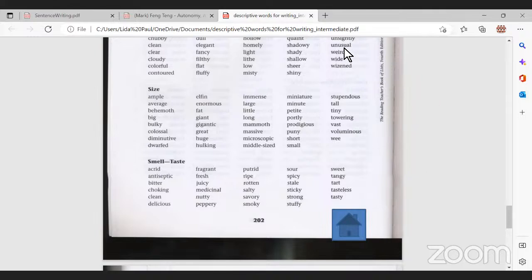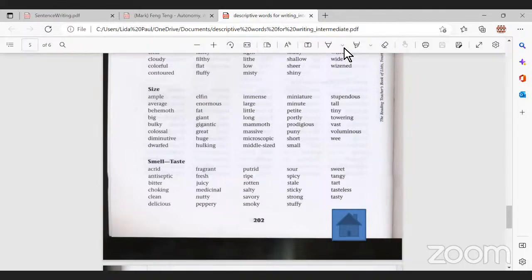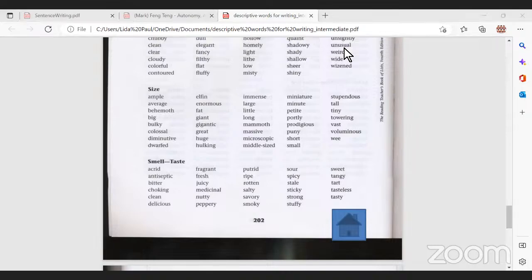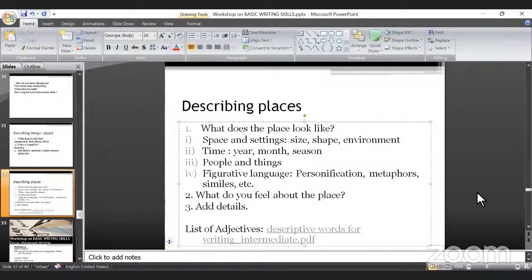Right. So just to show you an example of how this works, I'm going to stop sharing this. I'll go back to the slide again. Okay, so this is about descriptive writing, right? We looked at three forms of description: description of places, description of people, and also description of objects.